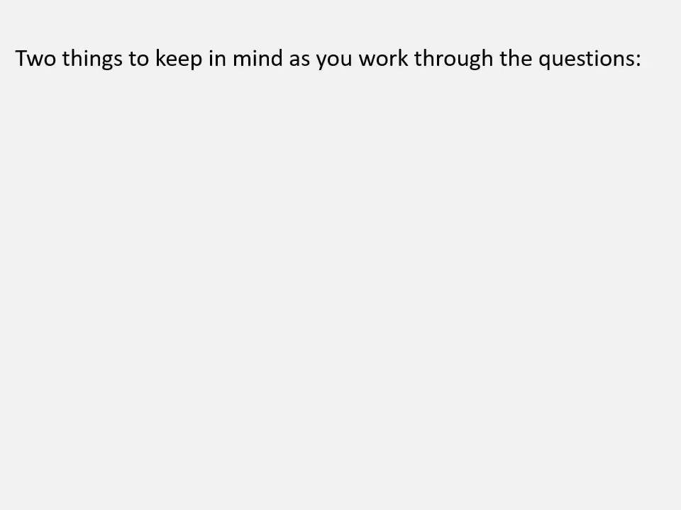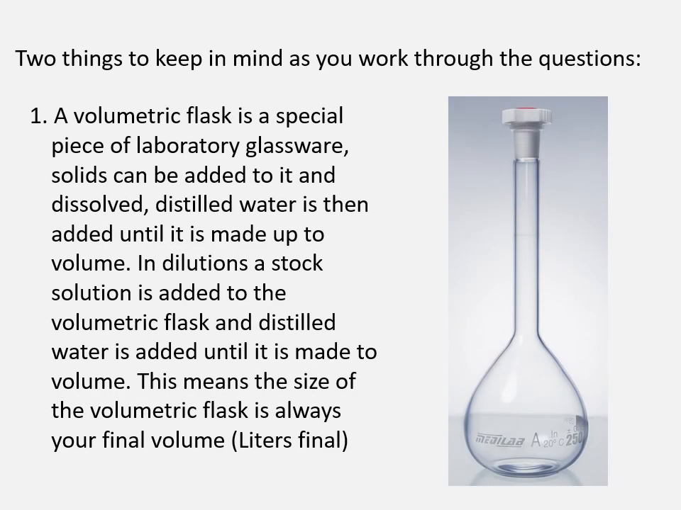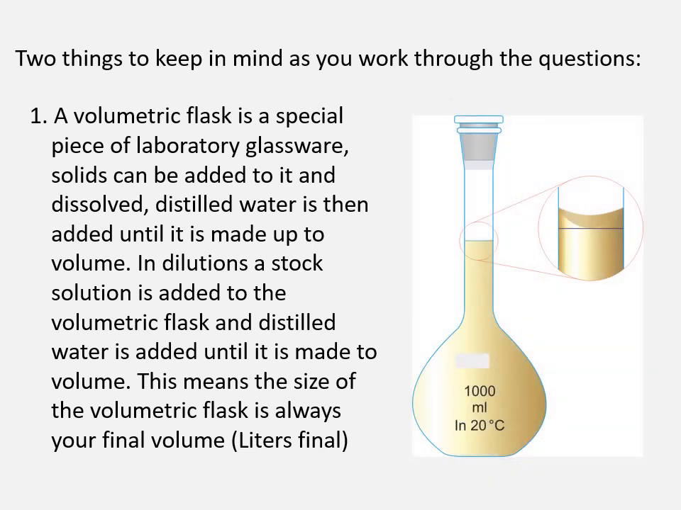Two things to keep in mind as you work through these questions. A volumetric flask is a special piece of laboratory glassware. Solids can be added to it and dissolved. Distilled water is then added until it is made up to volume. In dilutions, a stock solution is added to the volumetric flask and distilled water is added until it is made to volume. This means the size of the volumetric flask is always your final volume, your liters final.